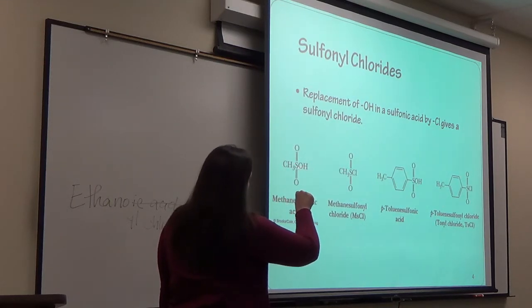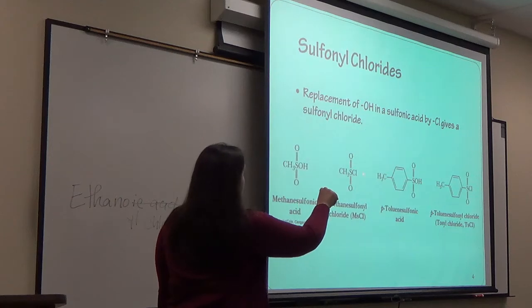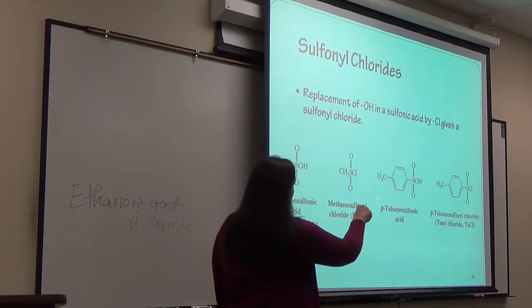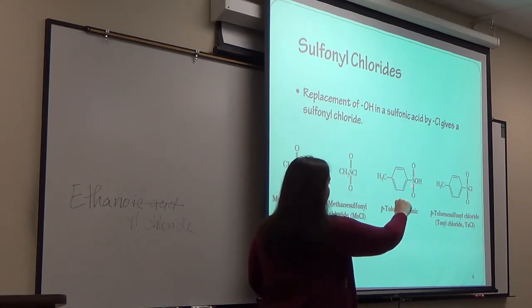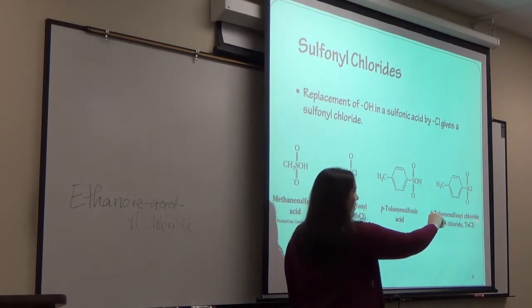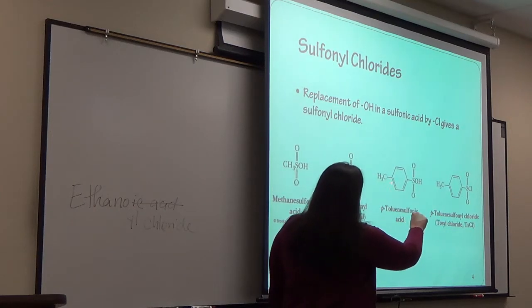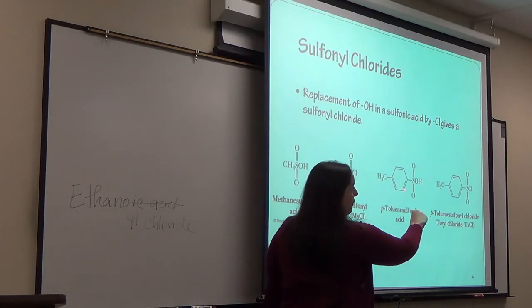So we substitute again the OH with the Cl, right? So 1 carbon is methanesulfonyl chloride, right? This is toluene, right? The benzene with the CH3. So again, toluenesulfonic acid becomes sulfonyl chloride, right? And it's para, because they're 1,4 from each other, right?